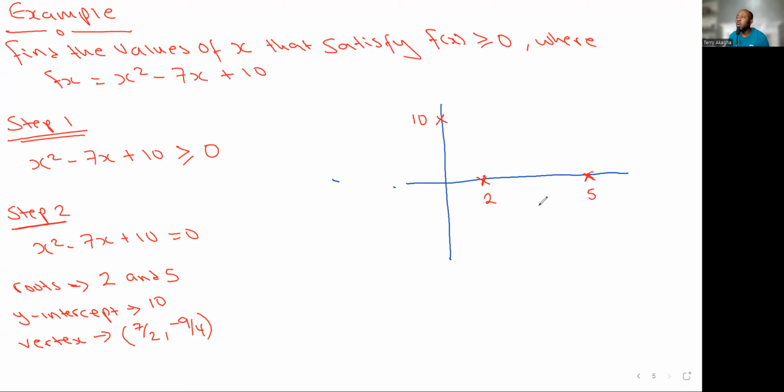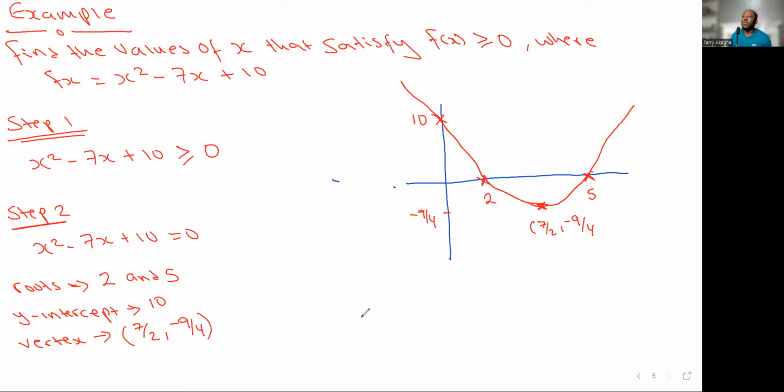So let's assume this point is 7/2 and minus 9/4. So x is 7/2 and y is minus 9/4. Then you remember you have to draw a smooth curve coming down through this, through that, all the way back up. All right. So this is the graph for this.